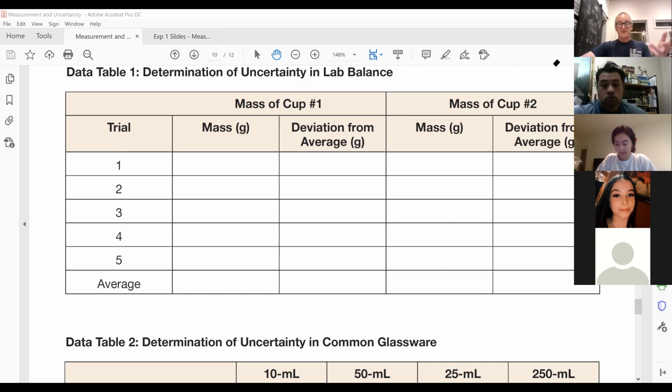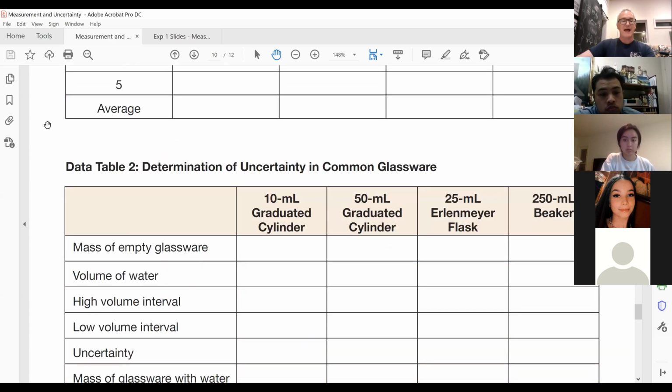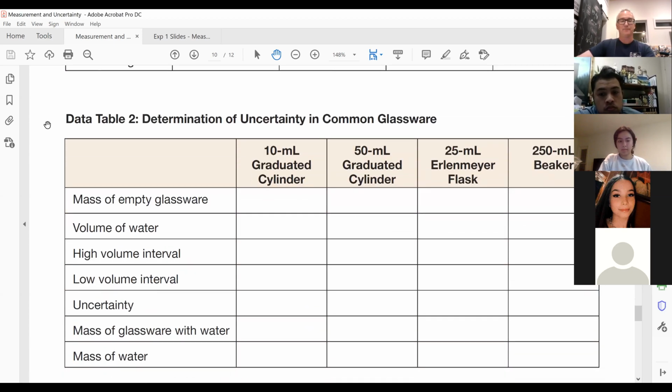Right. So basically, you take all the data now, and then you do all the calculations later. That's usually how we do these things. So you can run through the masses pretty quickly, but then moving on to the glassware. This is where it starts to get fun.